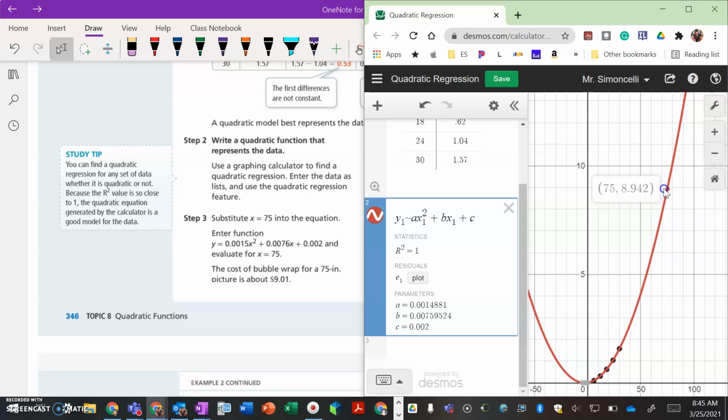My answer is more accurate, again, because I'm using the non-rounded decimals. They use the rounded decimals. Are we close? Sure, we are close to $9, but $8.94 is actually more accurate than $9.01. Nonetheless, this is a predicted value. Keep that in mind as you're doing these types of questions.